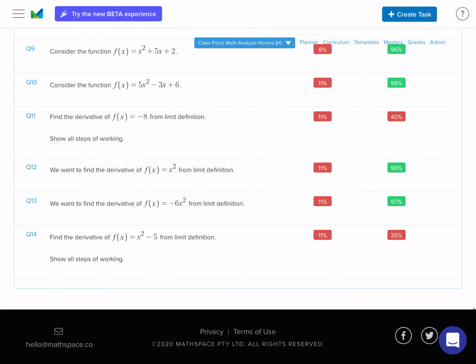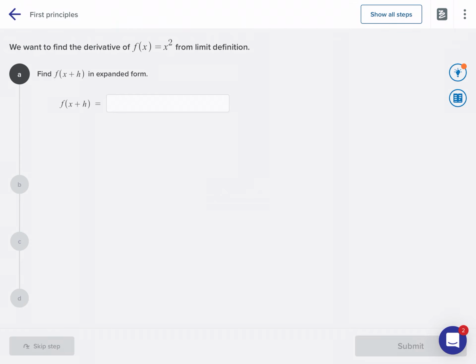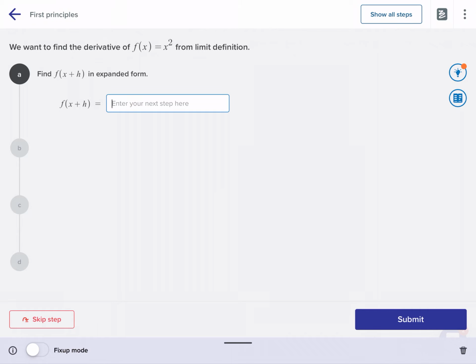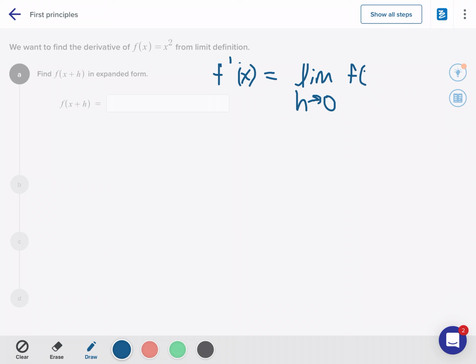Let's jump to another hard one. How about question 12? So now that we've talked about the actual derivative from the limit definition, again, recall that f prime of x is equal to the limit as h approaches 0 of f of x plus h minus f of x all divided by h. So now we'll take you through the steps here.